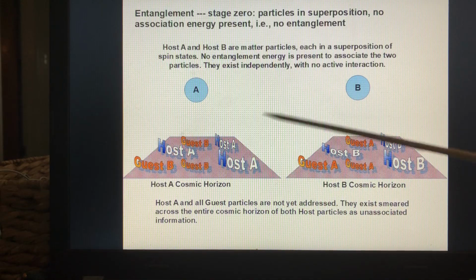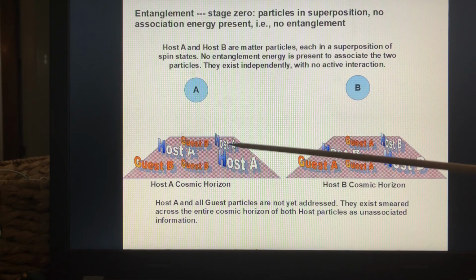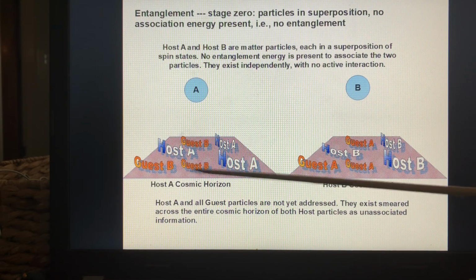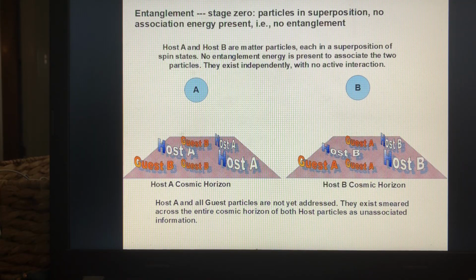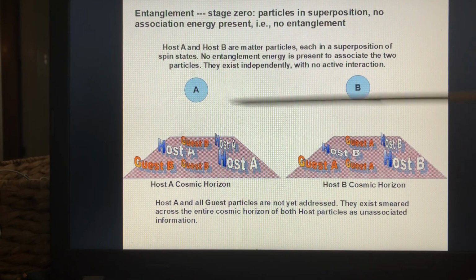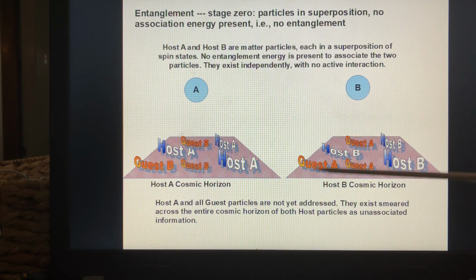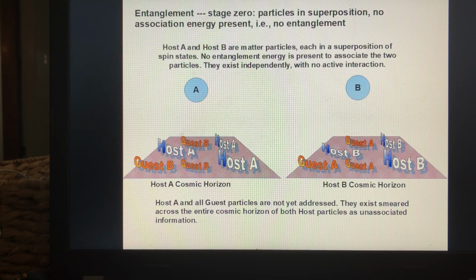I use 3 labels to show that. Guest B is everywhere across the entire horizon, but I just use 3 labels. Now over here we have guest A because A is a host here, but is actually a guest here. These particles have not addressed, they're only addressed to the cosmic horizon, so they're not addressed with each other at this point in time.